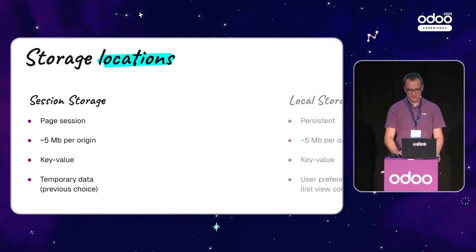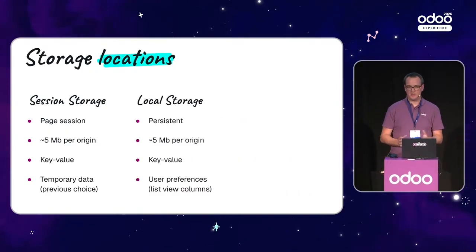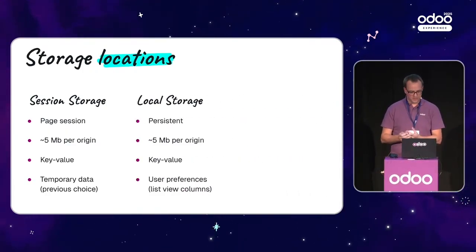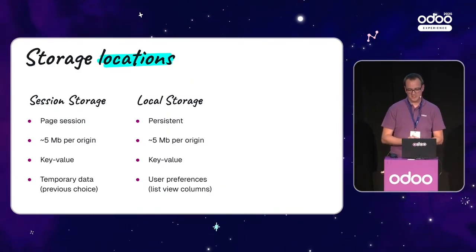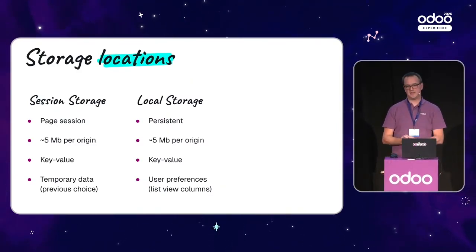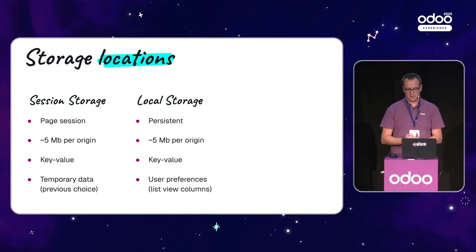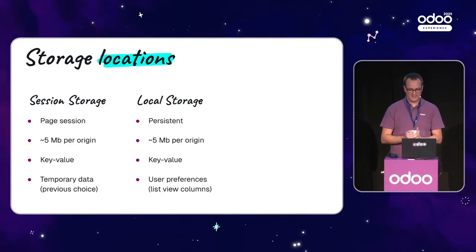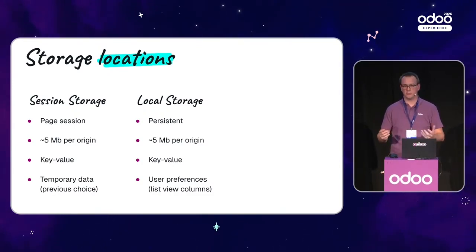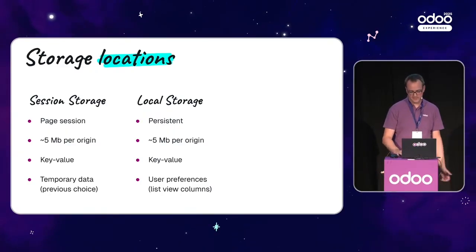The second thing is the local storage. In the opposite of the session storage, it's persistent, so it can be useful. But the problem is that we have only 5 megabytes per region. So it's a very low size and very low capacity. However, it could be useful to store user preference, such as default columns displayed on the lead view.